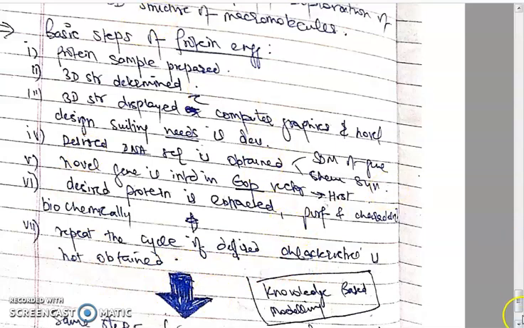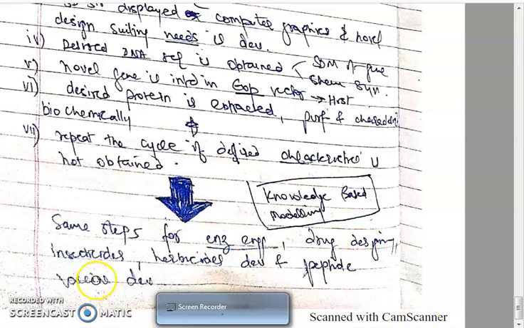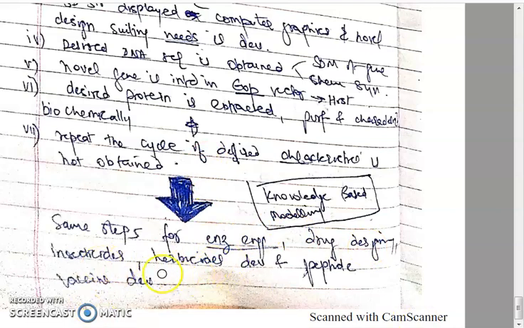So this is protein engineering. It is based on knowledge based modeling. This kind of approach is called knowledge based modeling. In enzyme engineering, drug designing, and peptide vaccine development, all share the same steps as I have discussed over here.